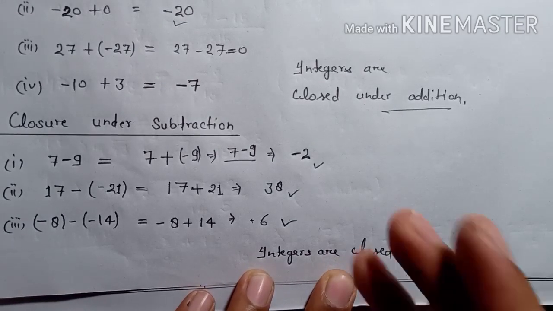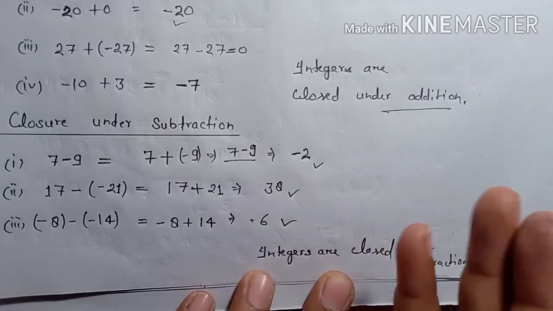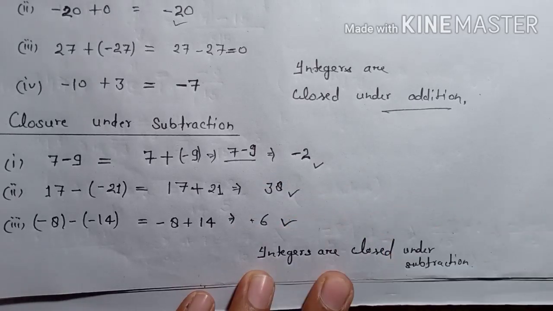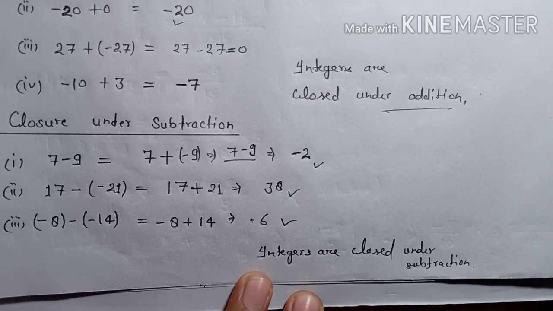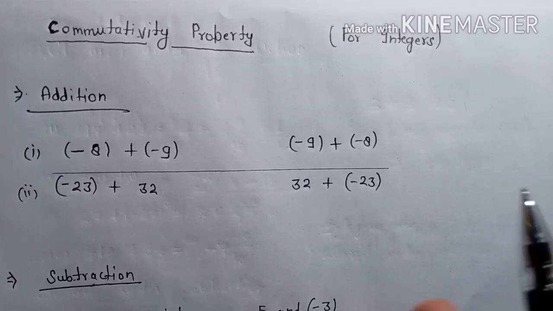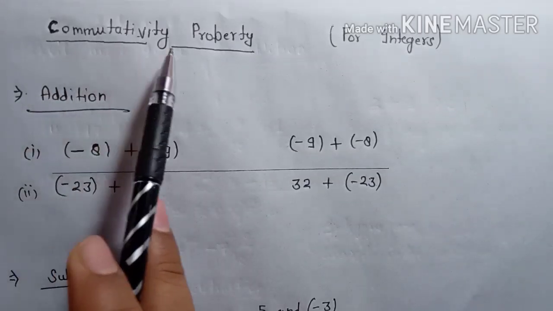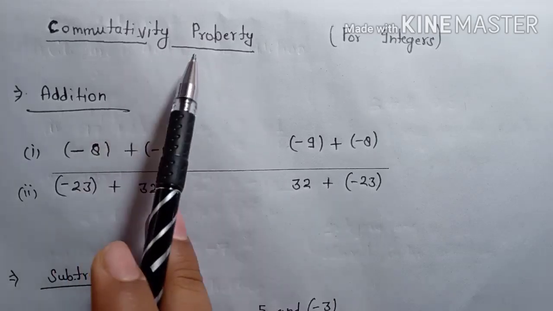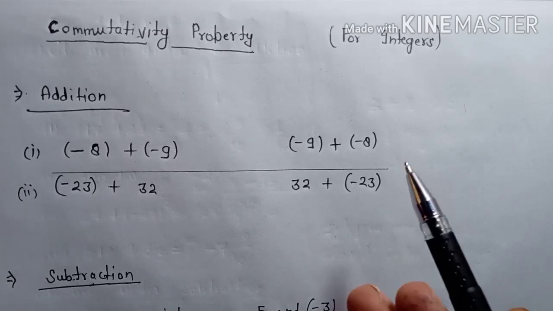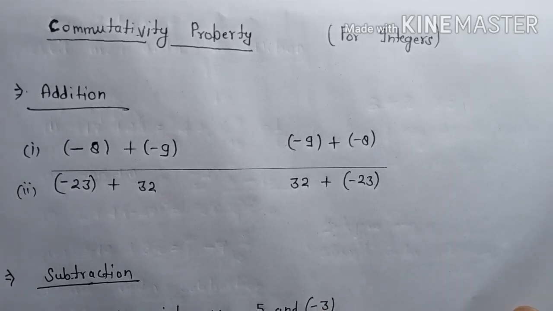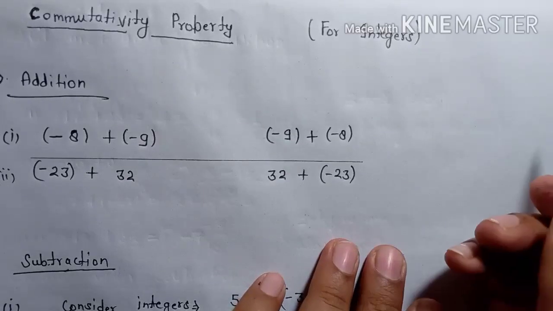So the simple meaning of this property is when we add two integers, the result is again an integer, and when we subtract two integers, we have the result again an integer. Here we have another property which is called commutativity property for integers. For whole numbers we are already familiar with this property, but let's revise that.